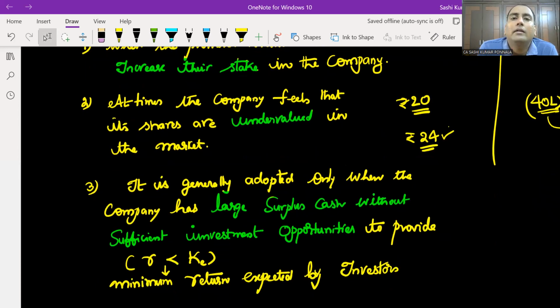buyback is adopted by the company when the company has a large unutilized cash balance in the balance sheet. So the company has large surplus cash, but it does not have enough investment opportunities to generate the minimum rate of return expected by the investors.